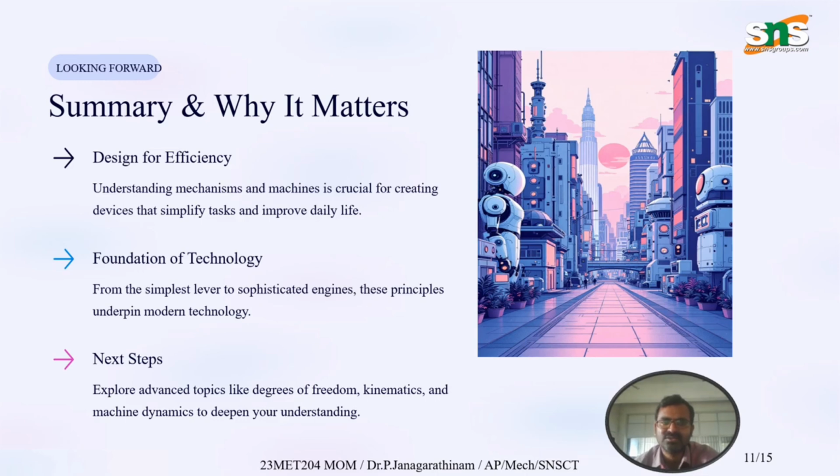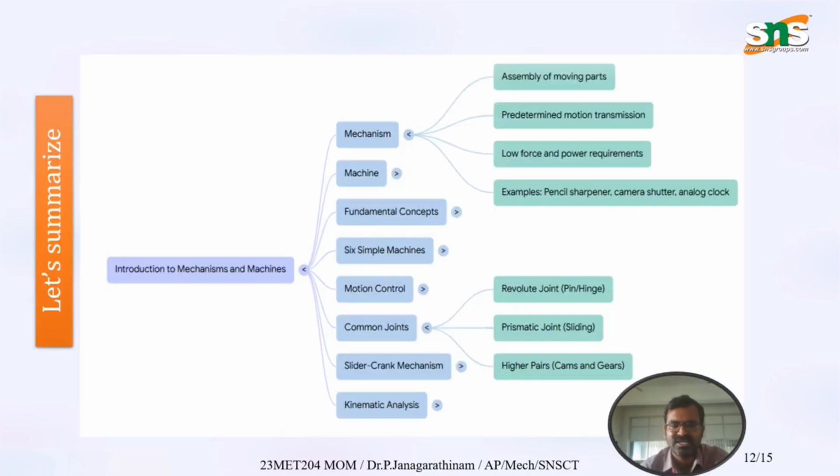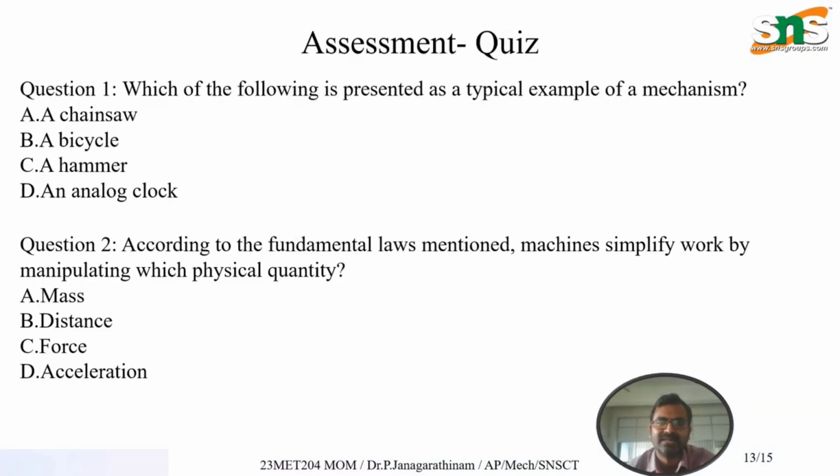Today's summary covers design for efficiency, foundation technology, kinematics, mechanisms, and machines, and the basics we discussed in our day-to-day life. This is the general mind map. Today we discussed mechanisms, machines, fundamental concepts like force equals mass into acceleration, other simple machines, motion control, the different types of joints, and some mechanisms such as the slider mechanism. From that, we frame two assessment questions.